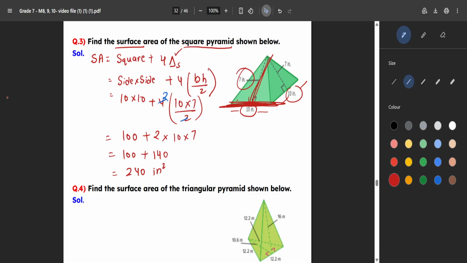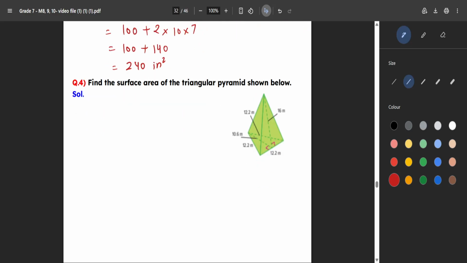Okay. Now, next question. Question number 4. The last question. Now I have a triangular pyramid. How do I know? If I check, the base is a triangle. Triangle has how many sides? 3 sides, correct? That is, how many triangles will be there? 3 triangles. One triangle from this side, one triangle from this side, one triangle from this side. So in total how many surfaces are there? If I want the surface area, first I have a base, that is a triangle.